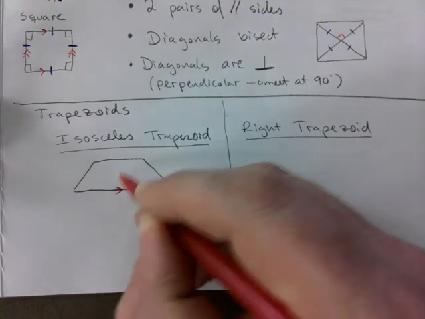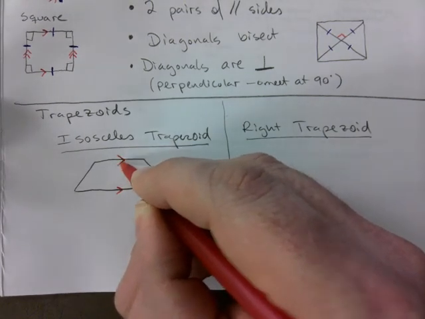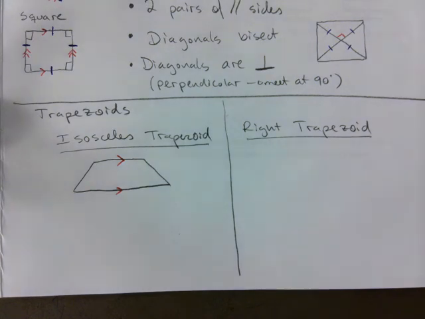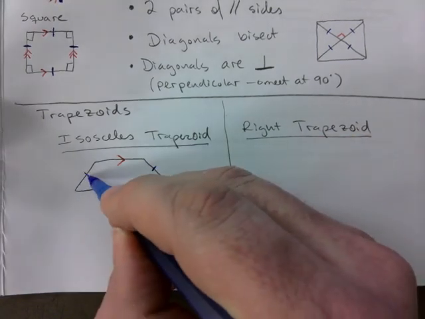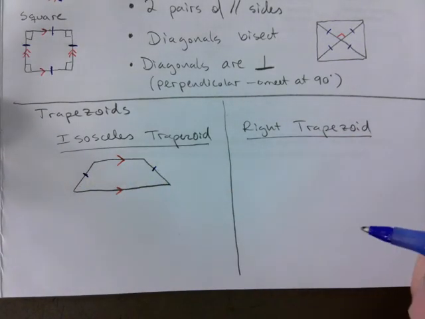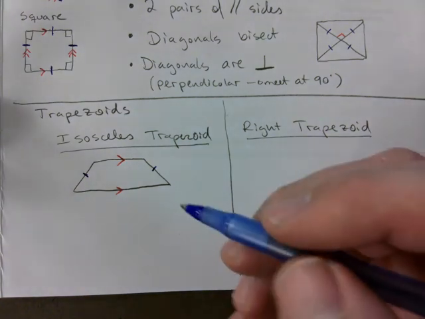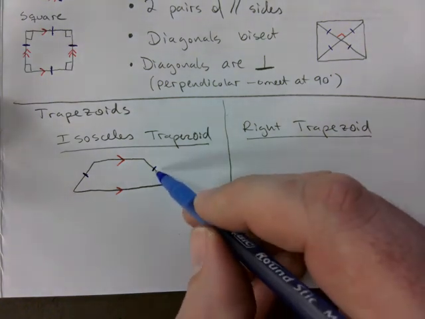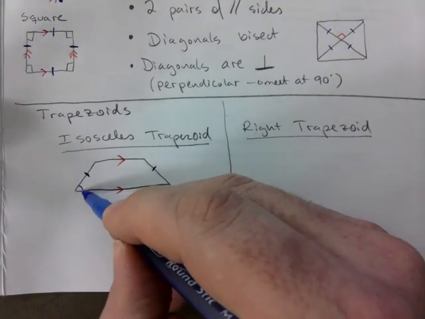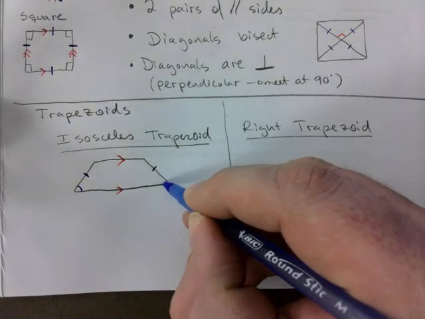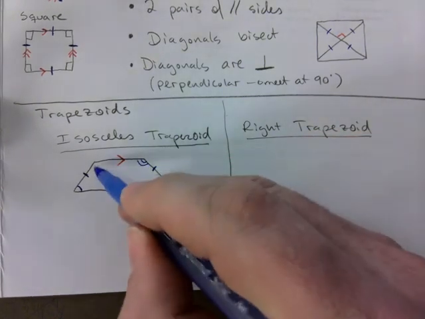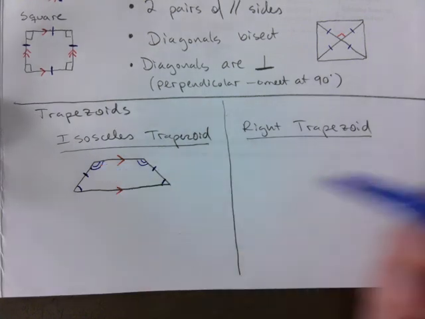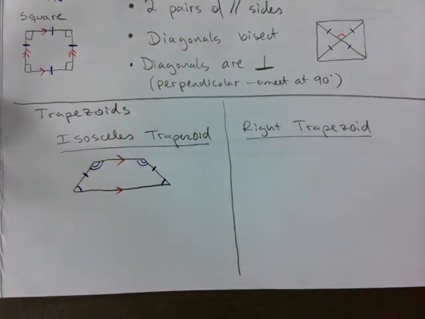We know that these two are parallel. We know that isosceles says that two sides are the same, right? So this one is the same as that. In terms of length, they are the same. We also know, if it's an isosceles, that this angle is going to be exactly the same as this, and that this angle is exactly the same as this. Okay.